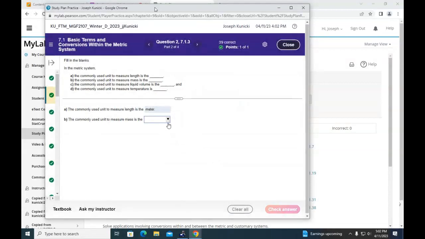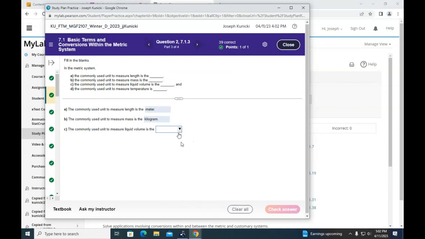Commonly used to measure mass. See, now they don't list the gram here. So what they're trying to get you to understand is the kilogram is a commonly used unit. It's not really the unit. It's just that's what we use a lot when we're talking in terms of larger packages, larger things.